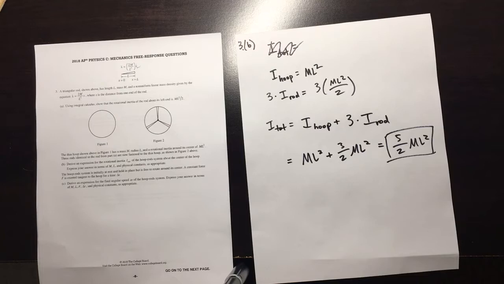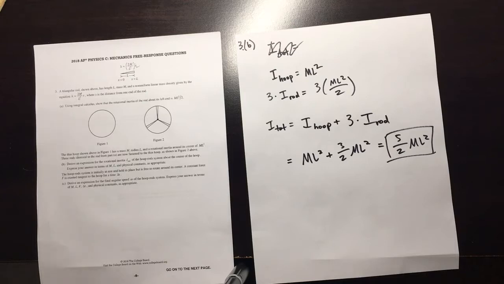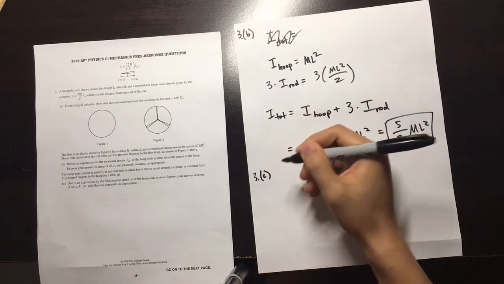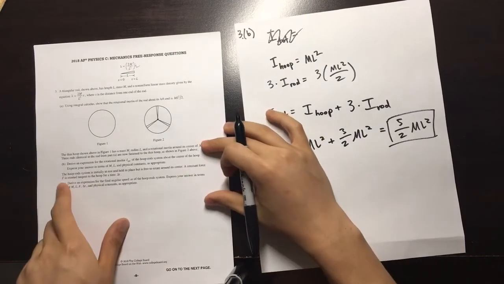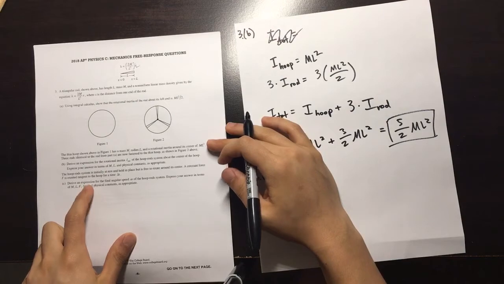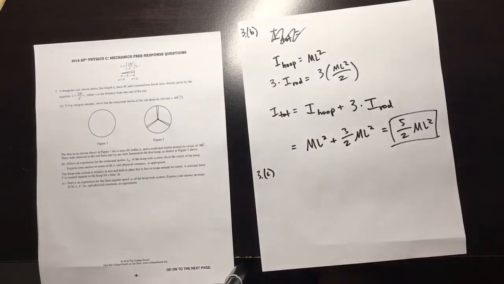Part C, I assume you all can read this. Part C, derive an expression for the final angular speed omega of the hoop rod system. Express your answer in terms of m, l, F, and delta t, and physical constants as appropriate. So they tell you a constant force F is exerted tangent to the hoop for time delta t. So when I think about this problem, they say you apply a force like this, and they also say there's a delta t in the problem.